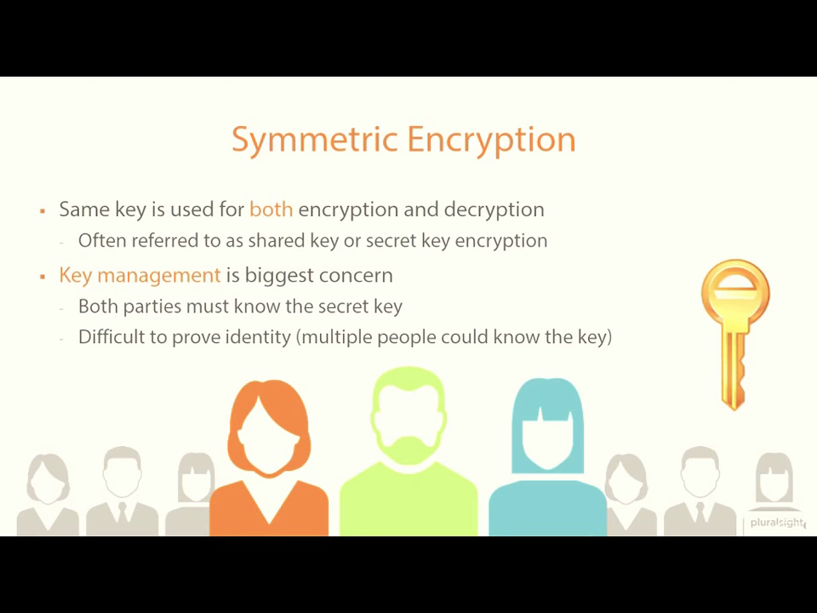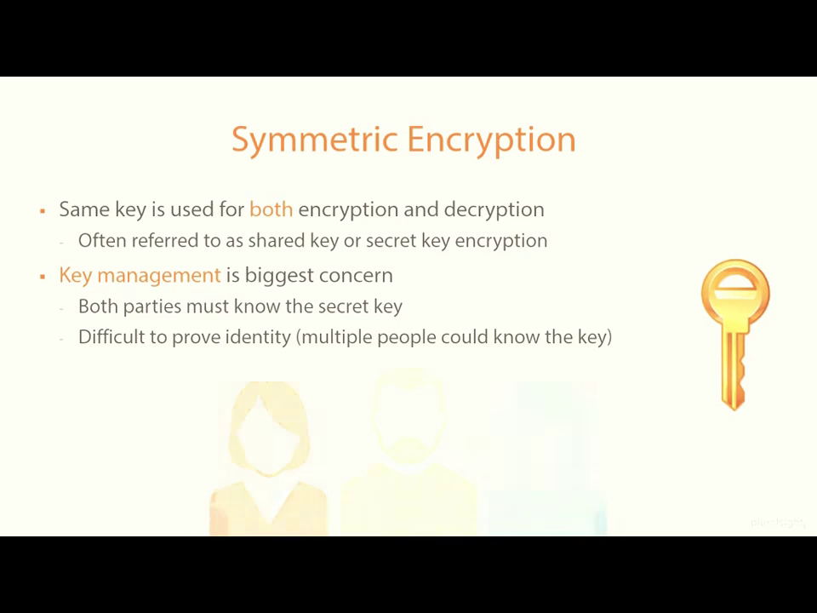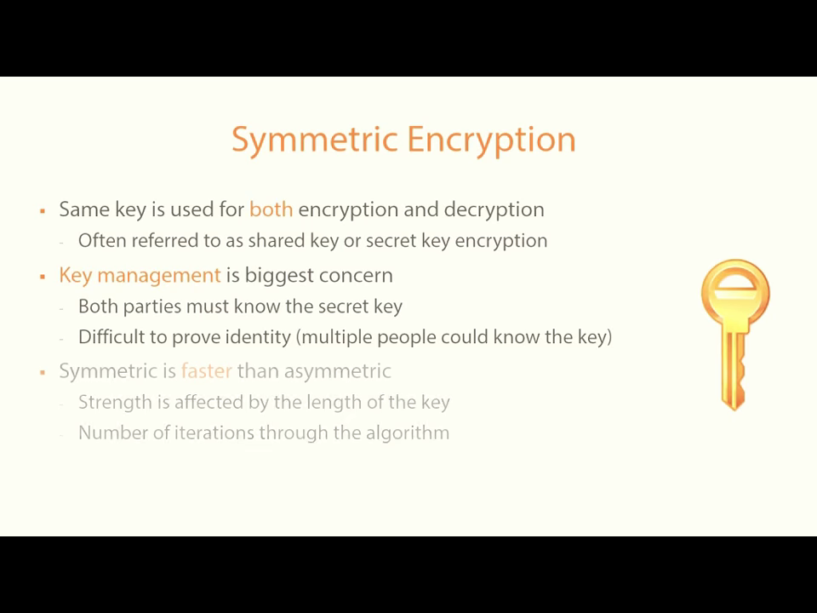But conversely, if I want to communicate in an encrypted fashion with more than one person, and I don't want to use the same key for each communication session, then I have to manage multiple keys. And again, that becomes unmanageable, especially at scale. As I mentioned, symmetric is faster than asymmetric because it's a single key for both encryption and decryption. Now, strength is also affected by the length of the key and the number of iterations you have to go through in the algorithm. In other words, how hard does that algorithm have to work in order to process and encrypt that data? The shorter is obviously faster, but it's less secure.